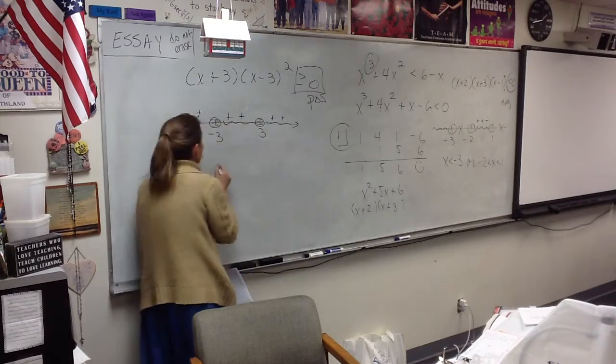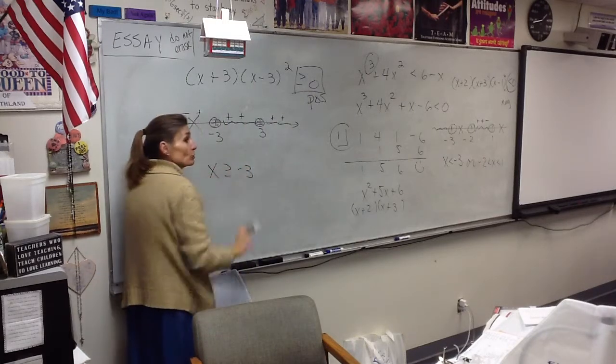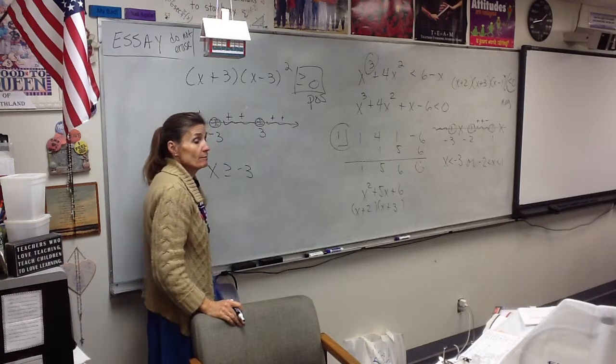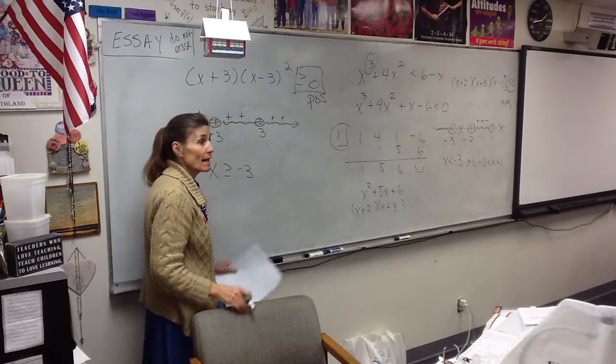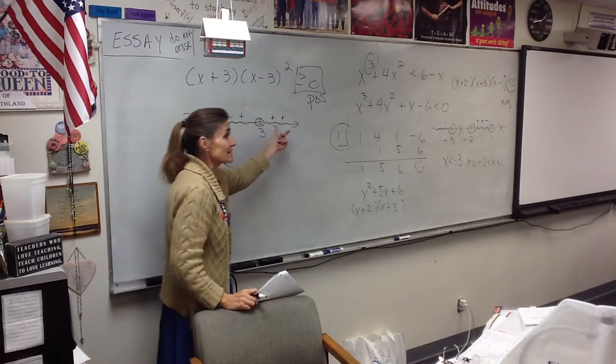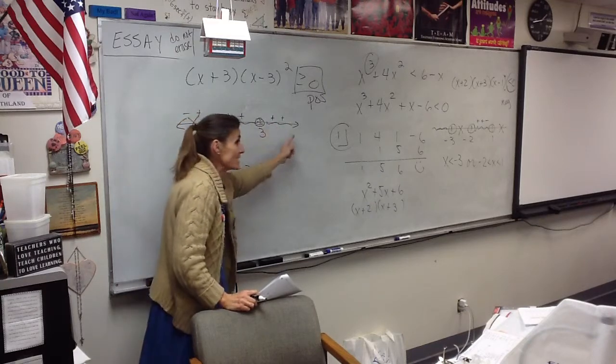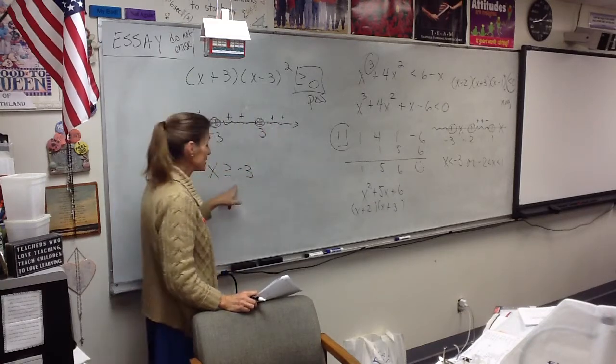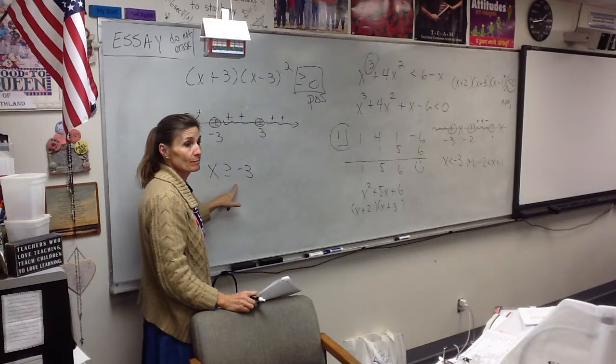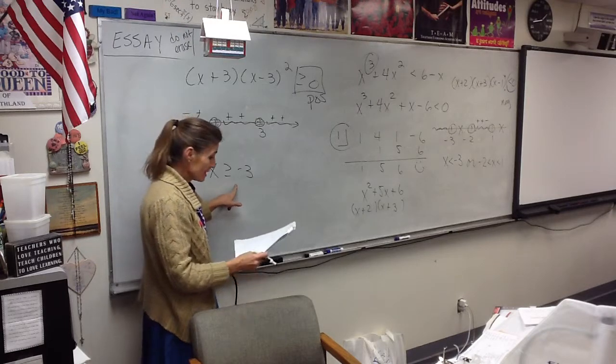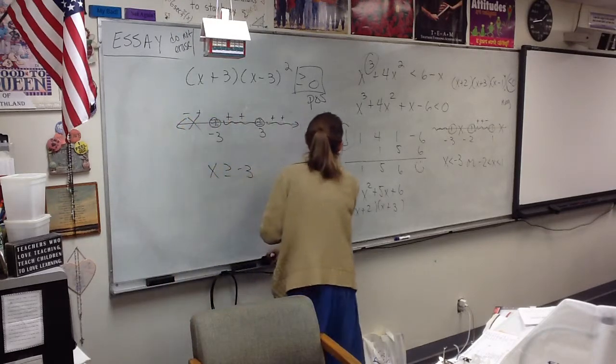X is greater than or equal to 3. X is greater than or equal to -3. Now, when I did the problem, I did it in sections, but all that ends up colored in, so I only need to write this. Got it? Yeah. Okay, B.